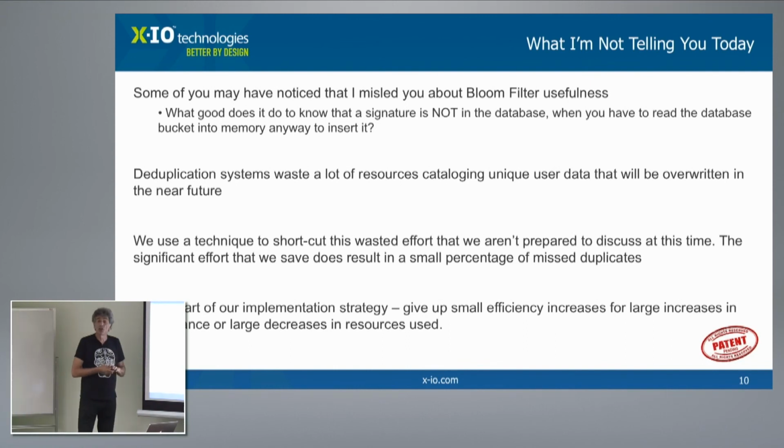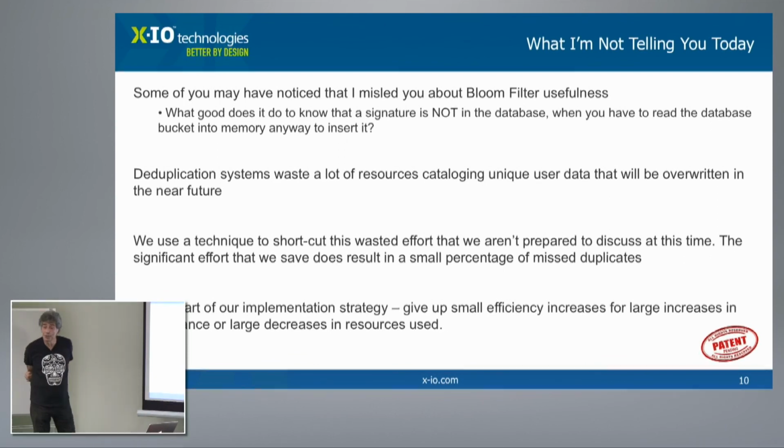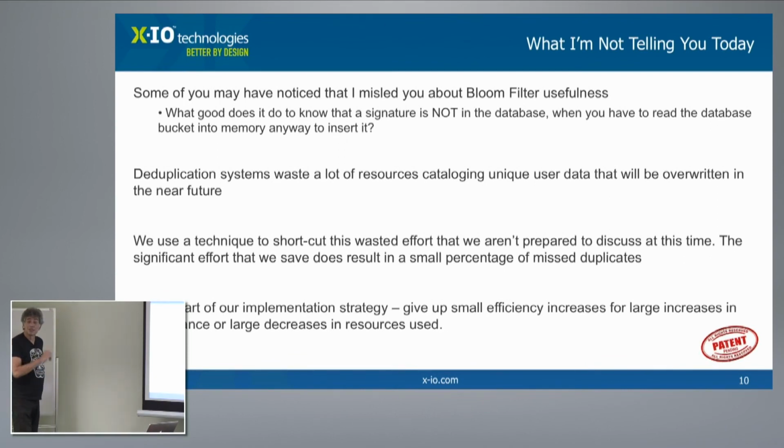The method that we use also has a small effect on the dedupe ratio. In this case, it's probably not the 5th digit, it's probably the 2nd or 3rd digit of the dedupe ratio effect on dedupe efficiency. But it's a performance wonder, okay? And I'll stop talking now.